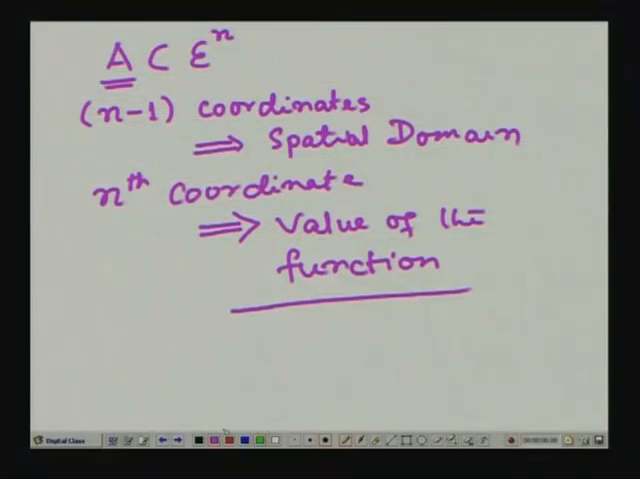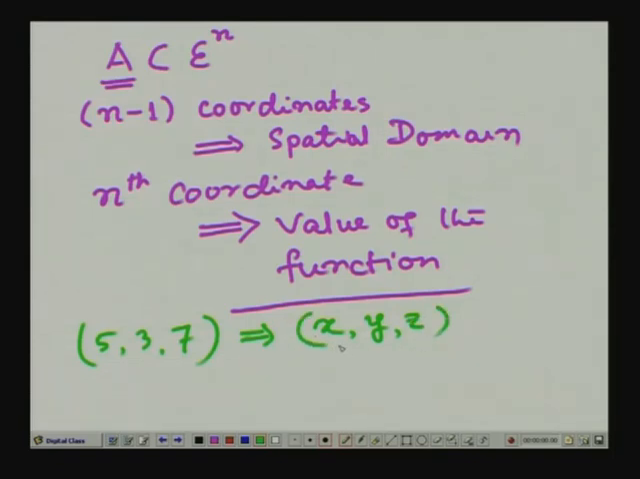Say, for example, if I take a 3-dimensional point, say 5, 3, 7, or in general, if I assume a coordinate system x, y, z. What does it mean? This means that I have a 2-dimensional space which is given by x, y, and z is the value at that location. So, I can represent this as z is equal to some function f of x, y. So, you find that the first two coordinates x and y represent a spatial domain, and the last coordinate, that is the third coordinate, represents the value at that particular location.